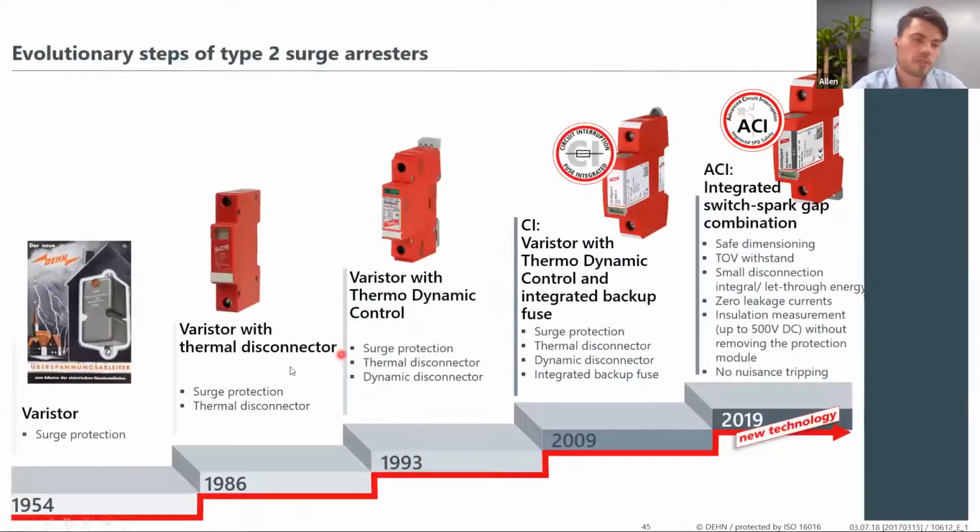Again, our first type 2 surge protection device, which was varistor based, was manufactured in 1954. Throughout the years, these SPDs had new technologies integrated with them. In 2009, we launched our CI, which was also nice because now you didn't have to worry about pre-fusing in the surge protection device. You know that it was actually taken care of. And now in 2019, we launched the ACI, which is your integrated switch spark gap combination.